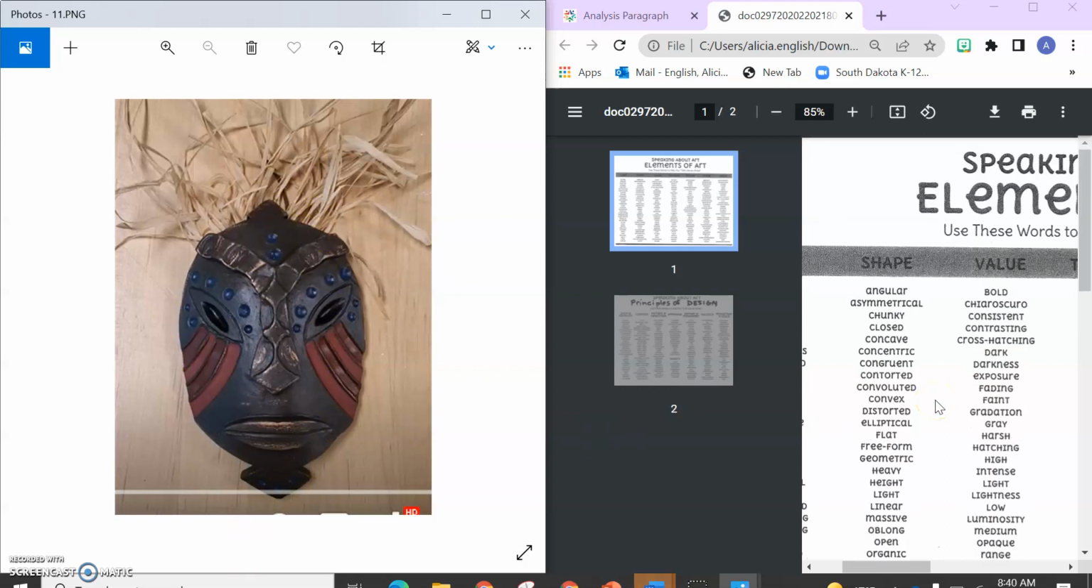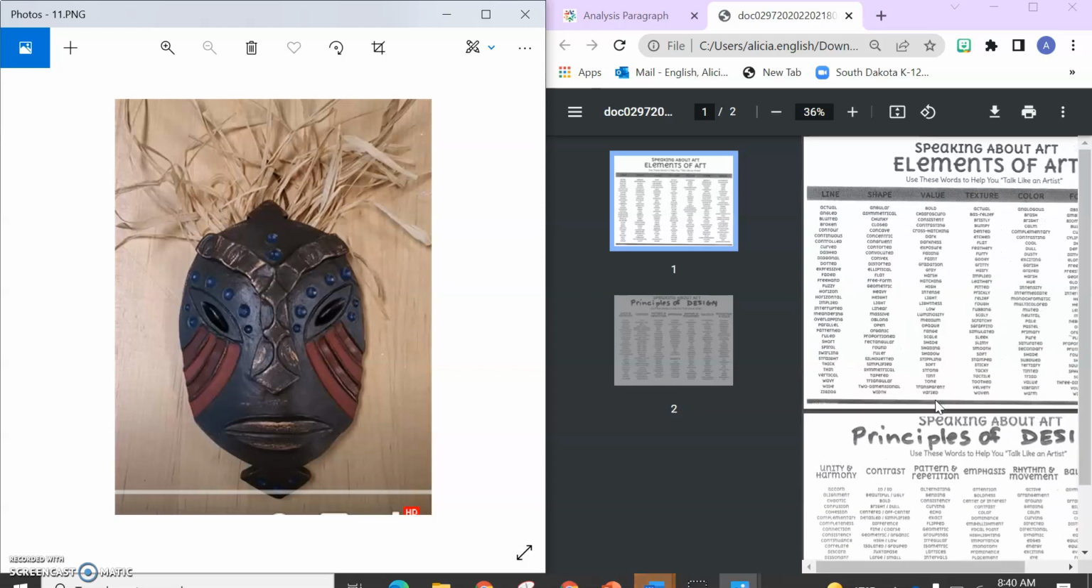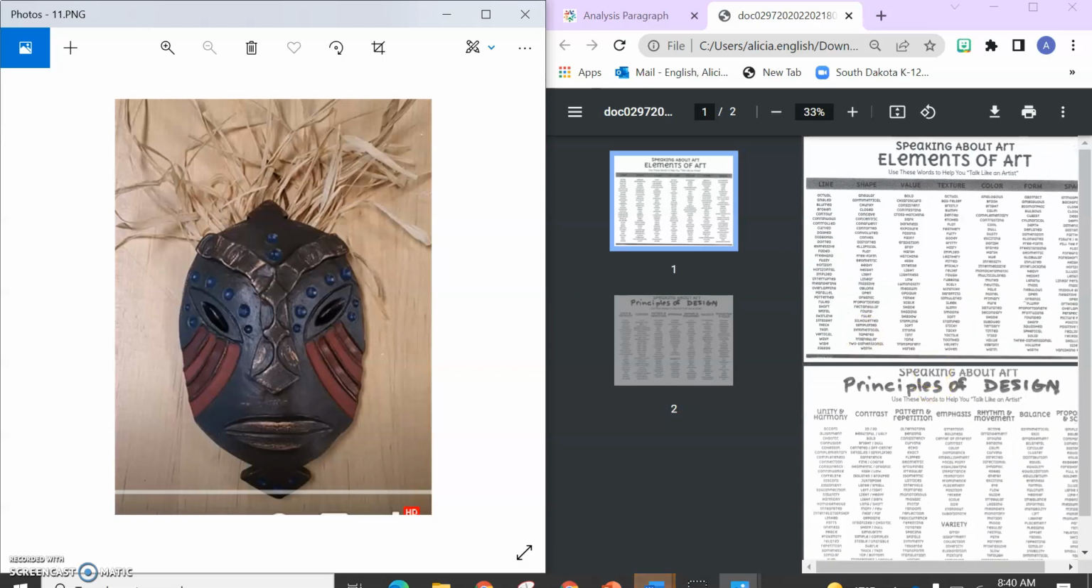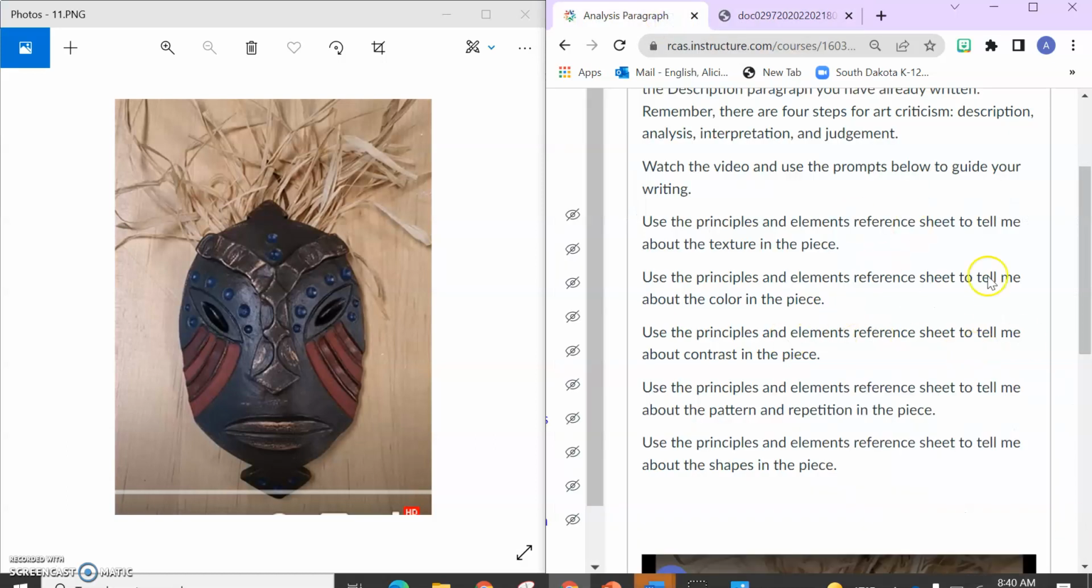So it's pretty easy if you guys use these sheets to talk about the principles and elements instead of just going in blind. So you guys need 5 to 8 sentences, but you do need to include all of those prompts. So if you can't include all of the prompts right here in 5 sentences, you need to write more. So you're using the principles and elements reference sheet to talk about texture, color, contrast, pattern and repetition, and shapes, and you are required to include all of those. And I will put those in bold when you guys are working on this so you guys can see it a little bit better.